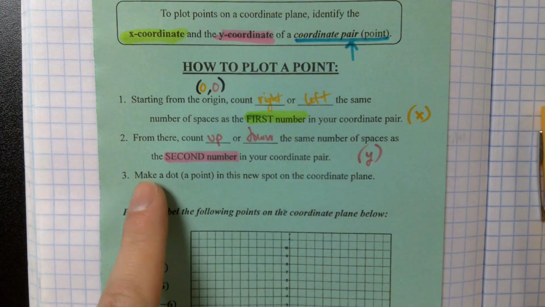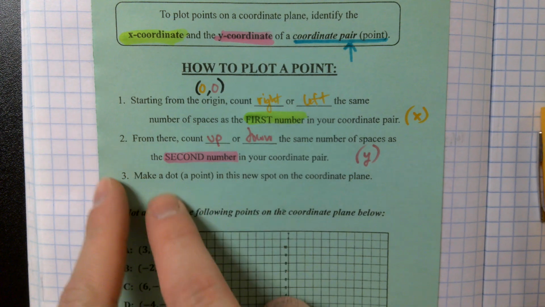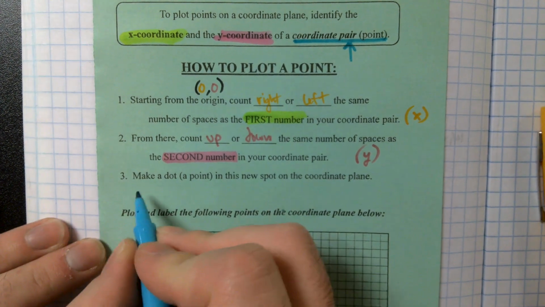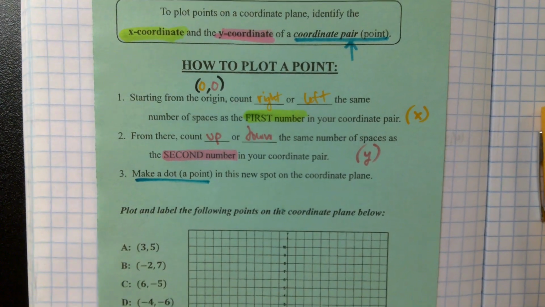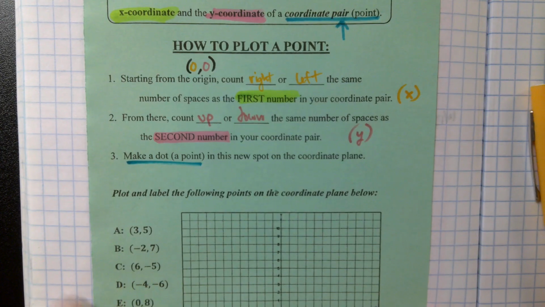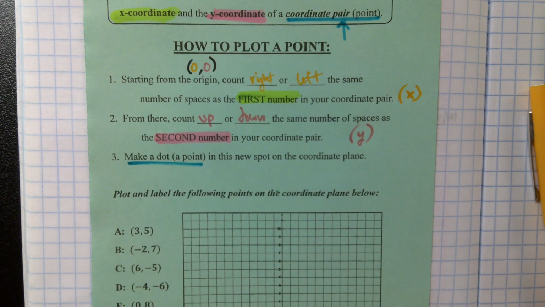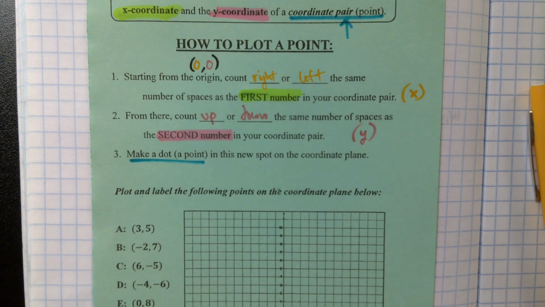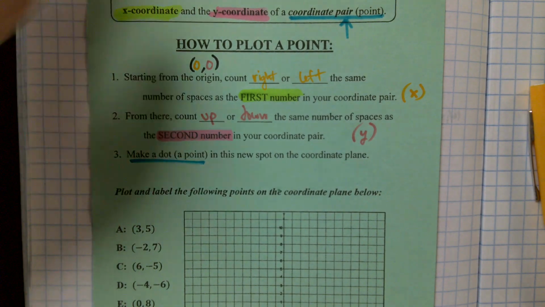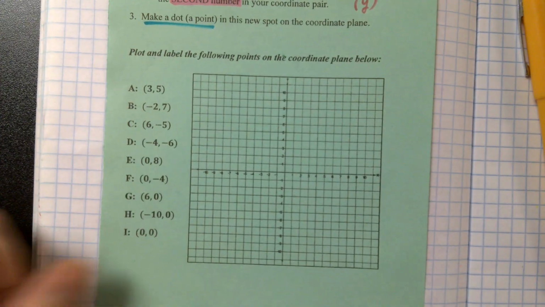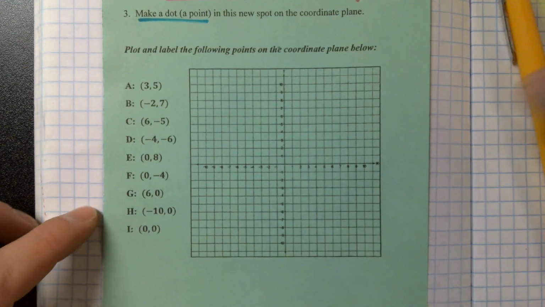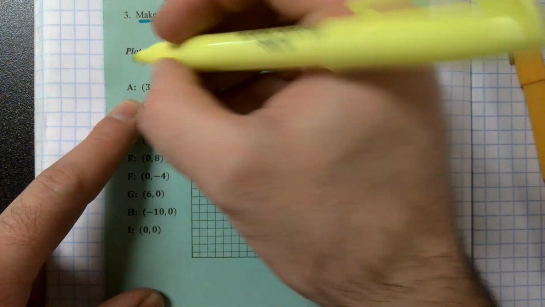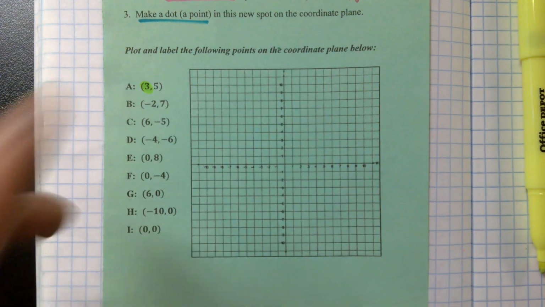Okay? Only after we finish step 2 are we going to make a dot in the new spot where we land. Just like when we're doing our slope. I got to rise up, run to the right, then I make my dot. 2 movements before we draw anything. Okay? So, if I look down here, my first point is 3, 5. What's my x coordinate for point A? 3. What's my y? 5.